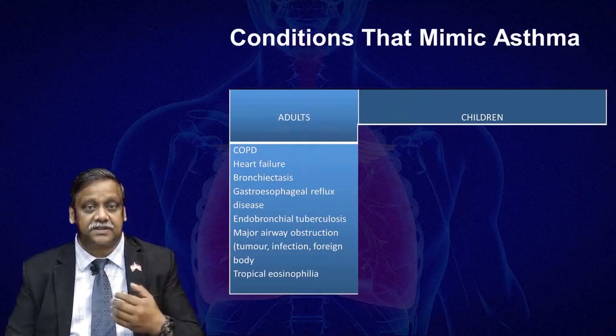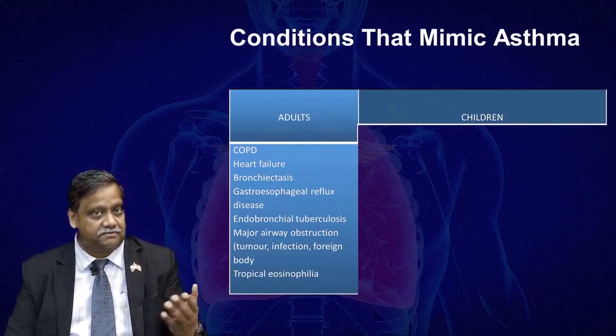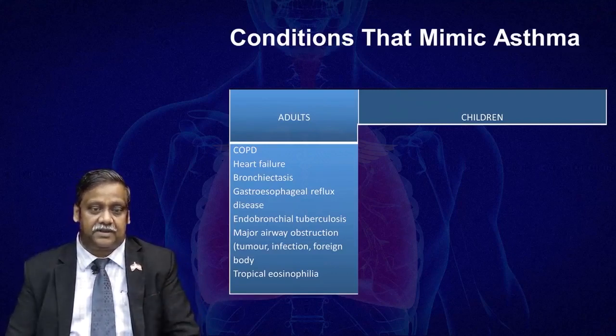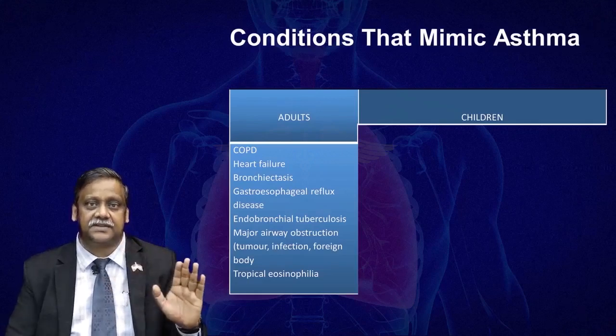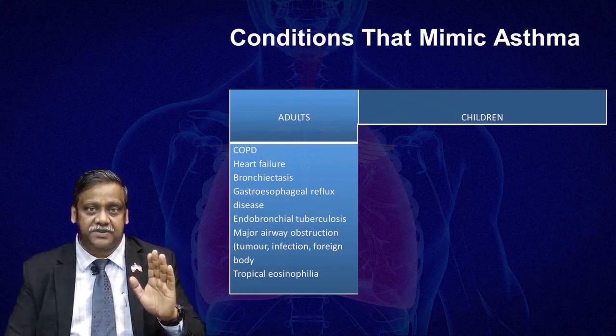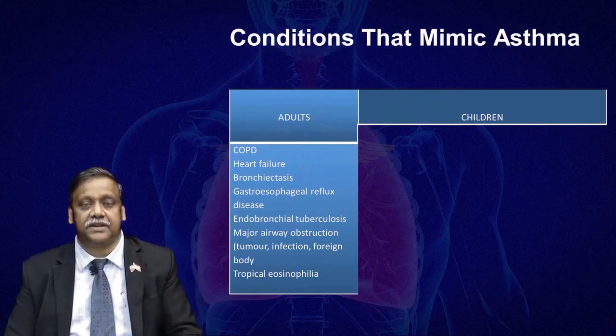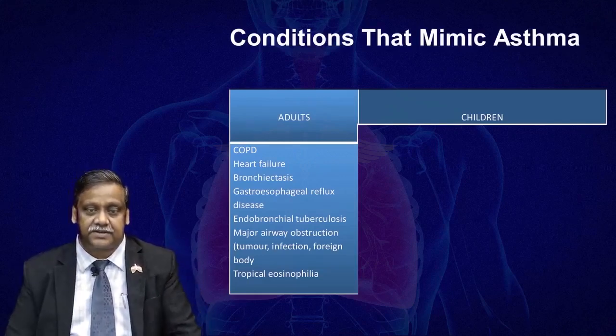gastroesophageal reflux disease, endobronchial tuberculosis, perhaps an underlying lung tumor or a tumor in the airway, or tropical eosinophilia. They can present exactly as asthmatics and COPD patients present. So be careful and take a more detailed history to rule out these underlying conditions.